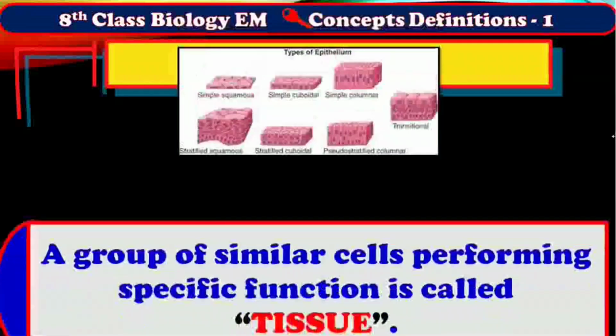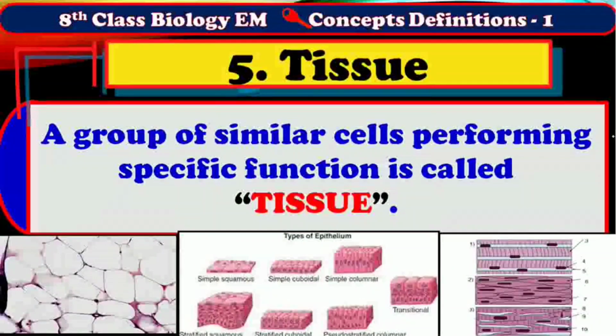Tissue. A group of similar cells performing specific function is called tissue. Tissue contains two parts. They are cells and intercellular matrix. The intercellular matrix joins all cells and keeps them as a single unit. The study of tissues is known as histology. Marie Francois Xavier Bichat is considered as father of histology. A variety of tissues present in animals and plants. In 9th class, you will gain more knowledge on tissues.